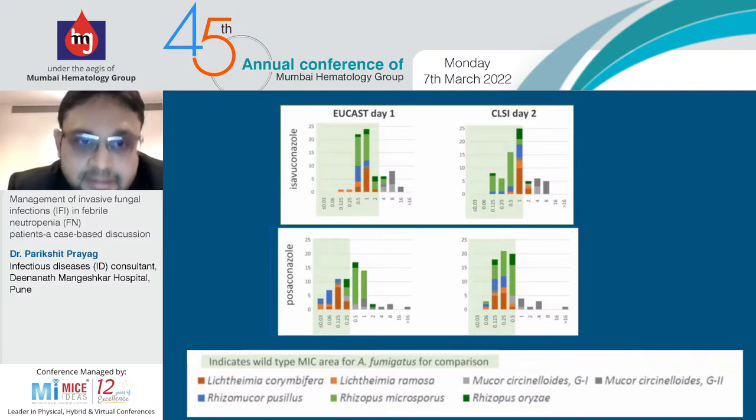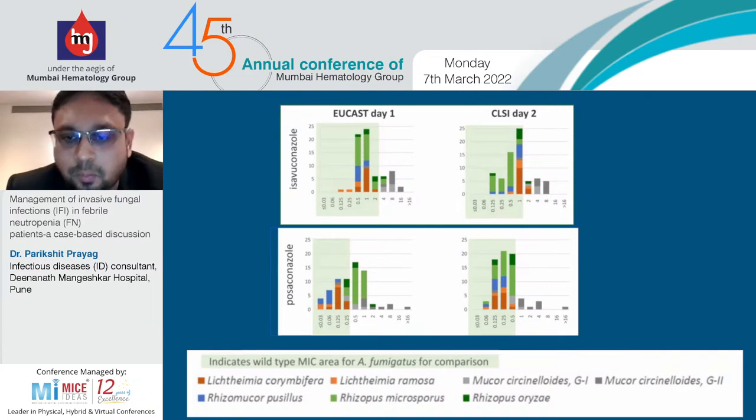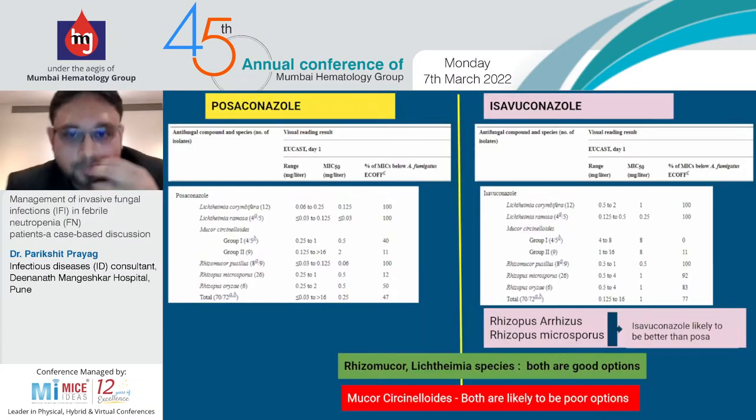So if you compare the MICs of the different species, then you will quickly see that for rhizopus, isavuconazole is actually better. But for mucor, so the species mucor circinelloides, which was found in this particular patient, isavuconazole and posaconazole both are poor options. So again, I think this would be an important slide. Here I have summarized the evidence of the different species, oral agents, and how they would work against the different species or the genera.